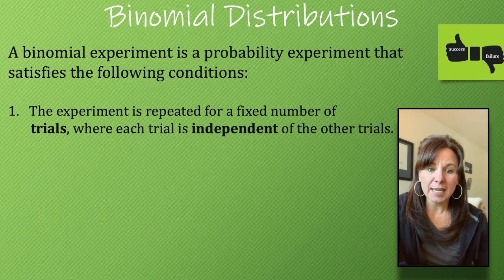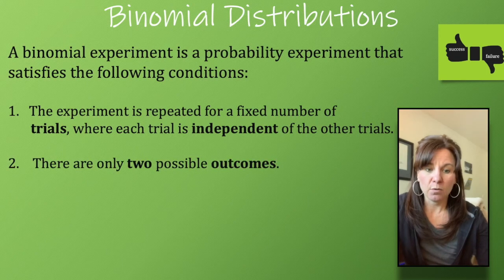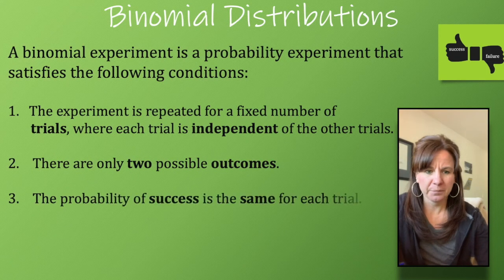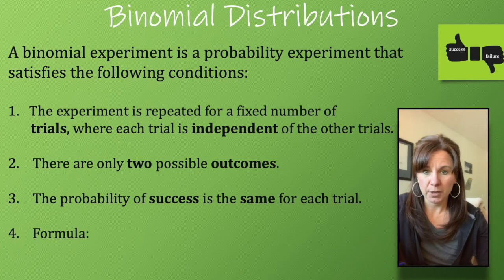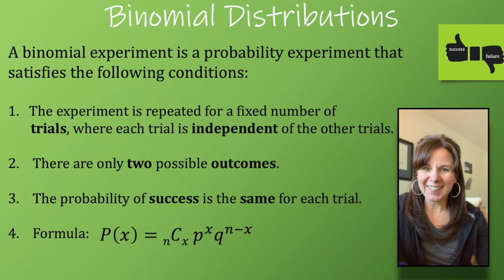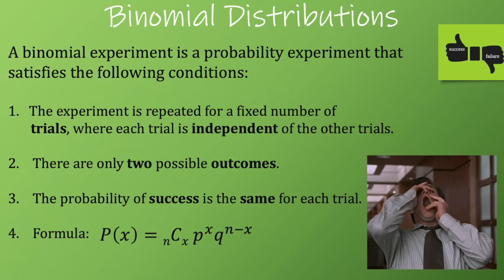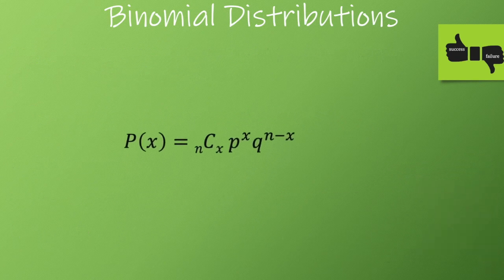The experiment is repeated for a fixed number of trials where each trial is independent of the other trials. There are only two possible outcomes, like I said, success or failure. The probability of success is the same for each trial, and we have a formula for you. You ready for this? There we go. I know, it looks a little bit freaky, but it's not too bad. Let me break it down for you.